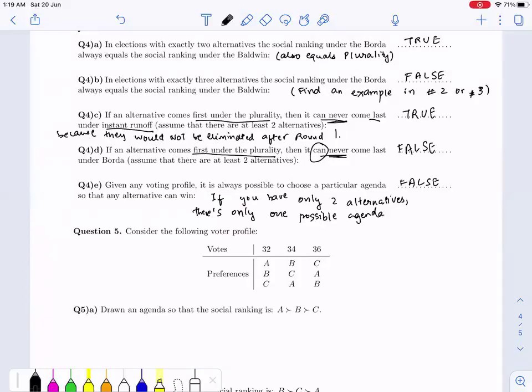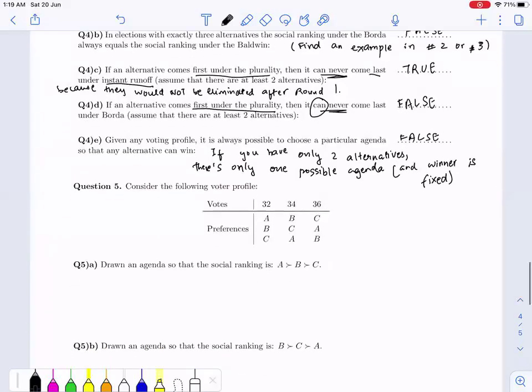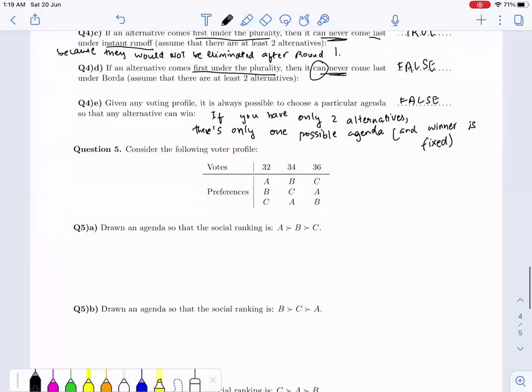And the winner is fixed. So you can't really manipulate it in a way that any alternative can win. This is false in general, but sometimes you can do that.